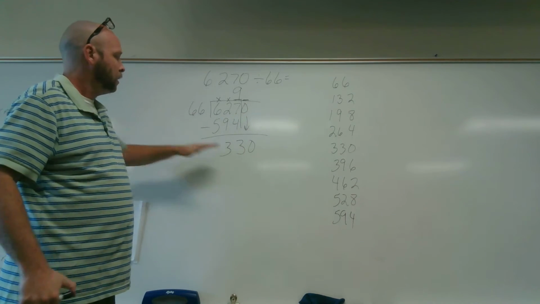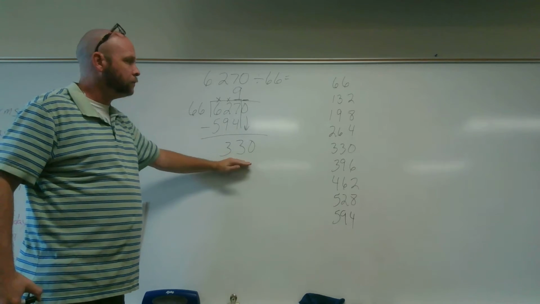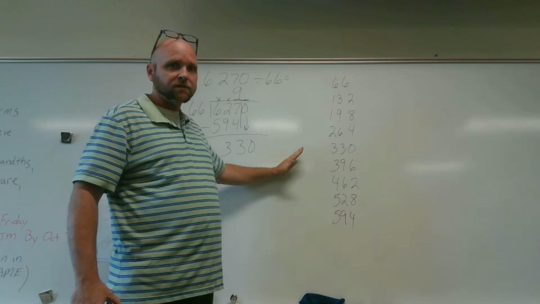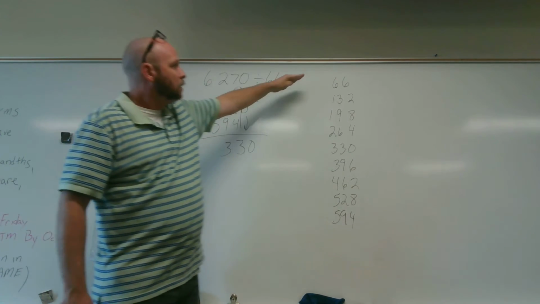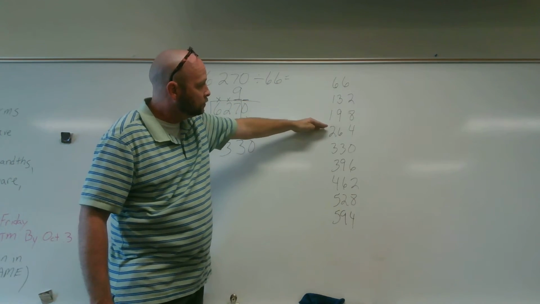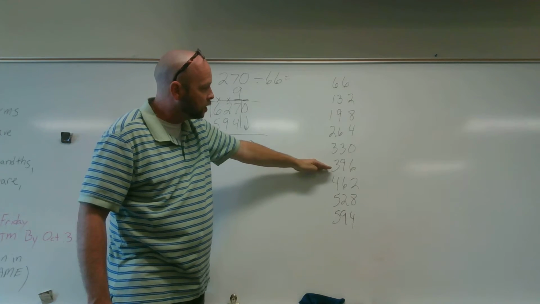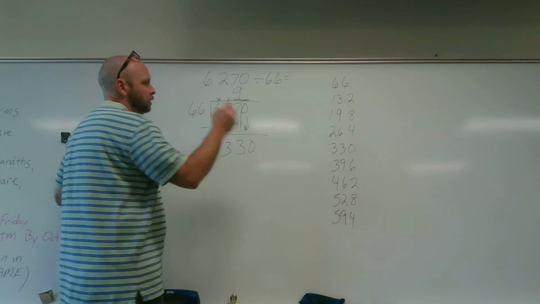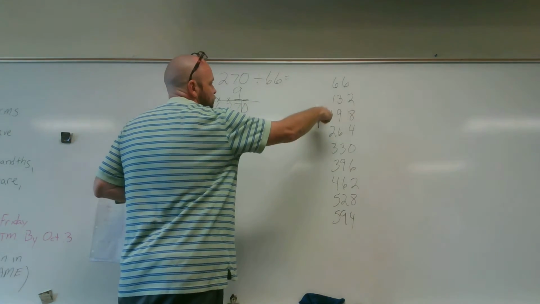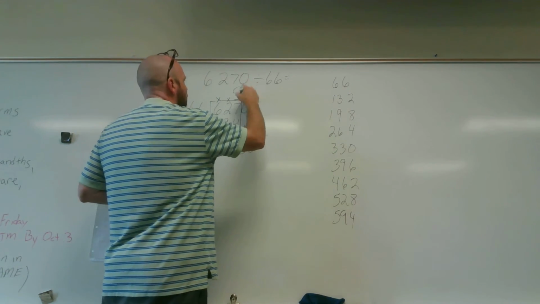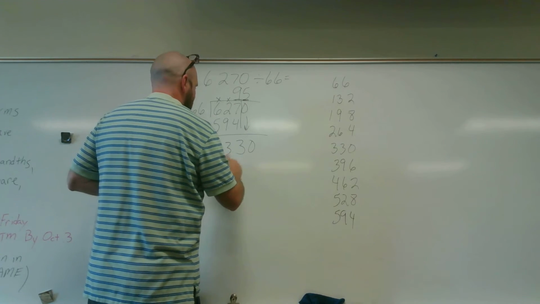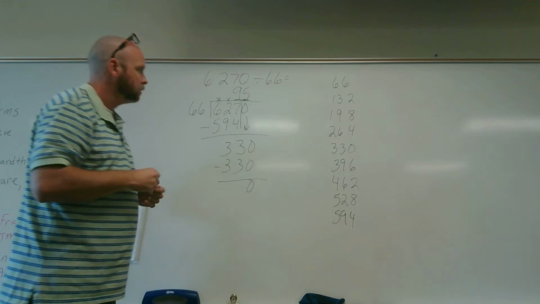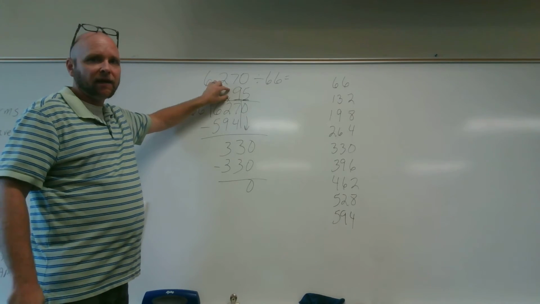Okay? Now, I need to take 66 into 330. As close as I can get without going over. 66, 132, 198, 264, 330, 396. Oh, 396 is too big. But 330 works exactly. So 330 is 1, 2, 3, 4, 5 times 66 is 330. Subtract, zeros. Okay? So my quotient is 95.